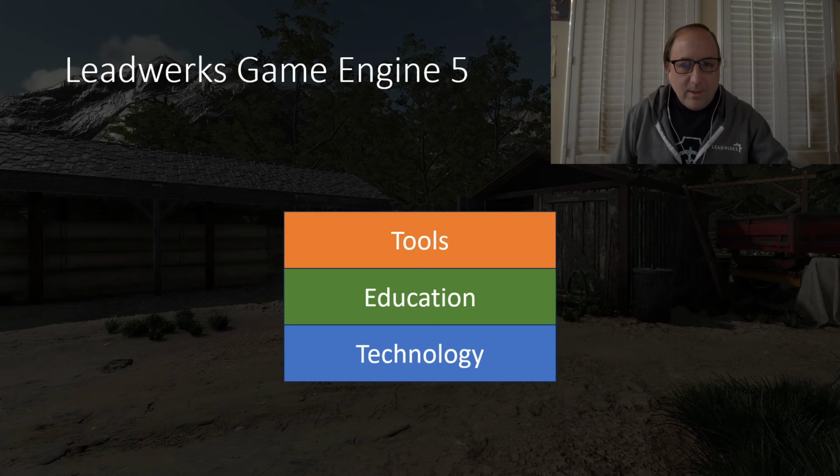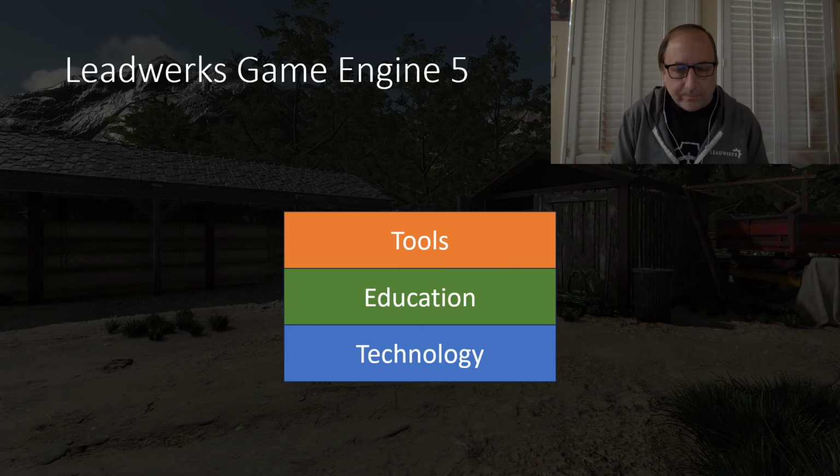Okay, so Leadwerks Game Engine 5. I've got a lot to talk about. The way I really think about this is the value of what I provide. It comes down to tools, education, and technology. No single one of these items stands on its own. In fact, there's no two of them that stand alone. You have to have all three components.